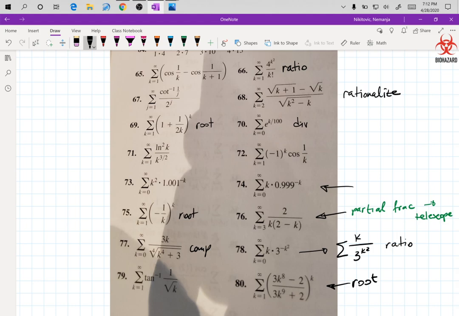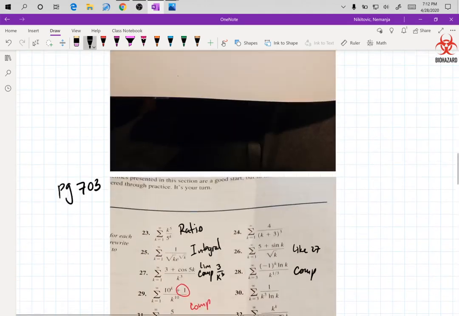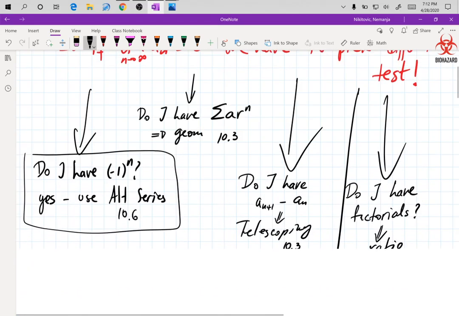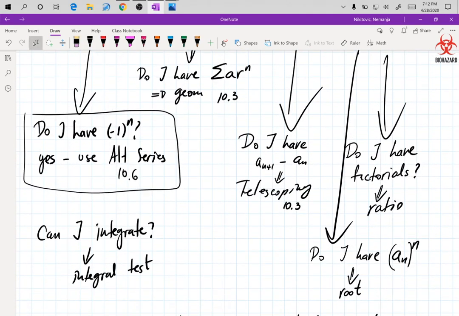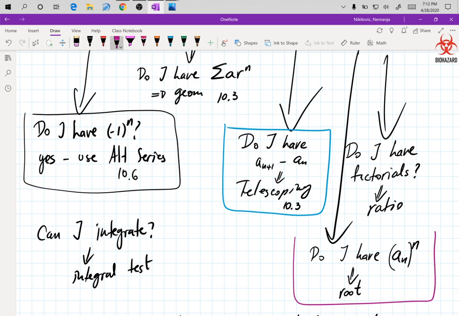And then I go and eliminate, right? I ask myself those questions that I had on top, right? Do I have geometric? Do I have alternating? Can I integrate? Right? So all of these different questions, they should all have their own boxes, because they're all different questions that you get to ask yourselves as you are solving these problems.